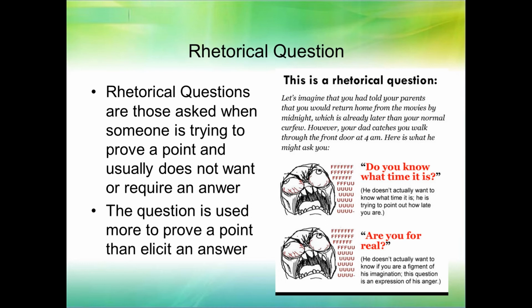So the example they give over here on the right, let's say you're a teenager and you come home late, right? And your parents are angry. Your dad might say, "Do you know what time it is?" He is not asking you to tell him, yeah, it's midnight. He's not asking you to tell him the time. He's using this as a rhetorical question, as part of his rhetoric. He's angry that you're home late. So he's saying, "Do you know what time it is?" He's not expecting an answer.